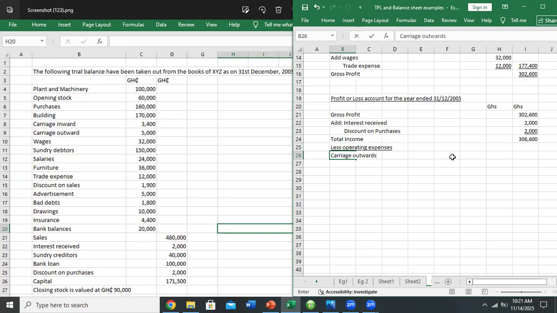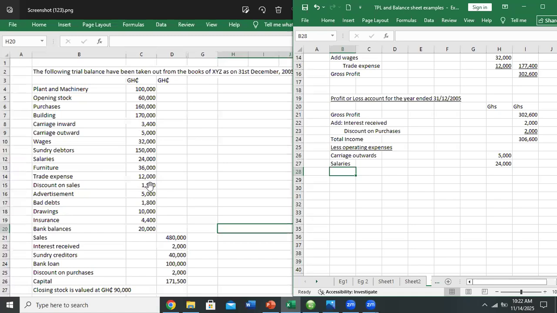It is 5,000 Ghana cedis. The next is wages. It has been used. Trading expense is gone. Sundry debtors is a current asset. Salaries is another expense. Okay, this is pure administrative expense. Furniture is a fixed asset. Trade expense has been used in the trading account.